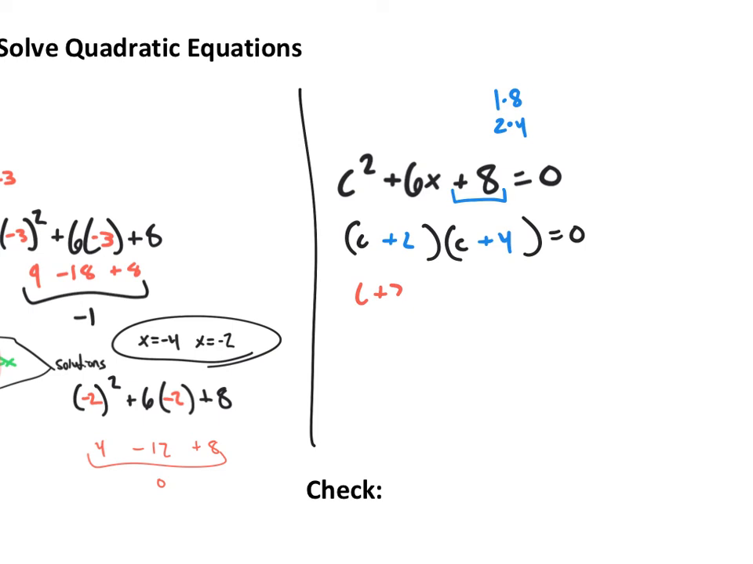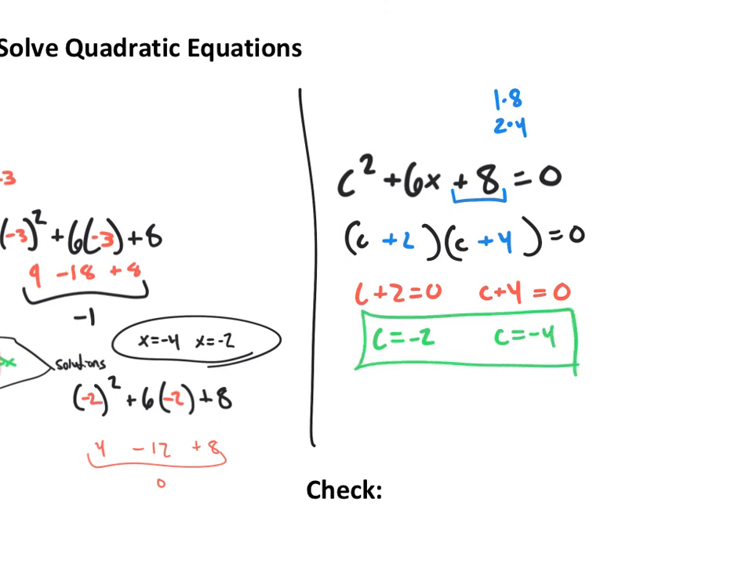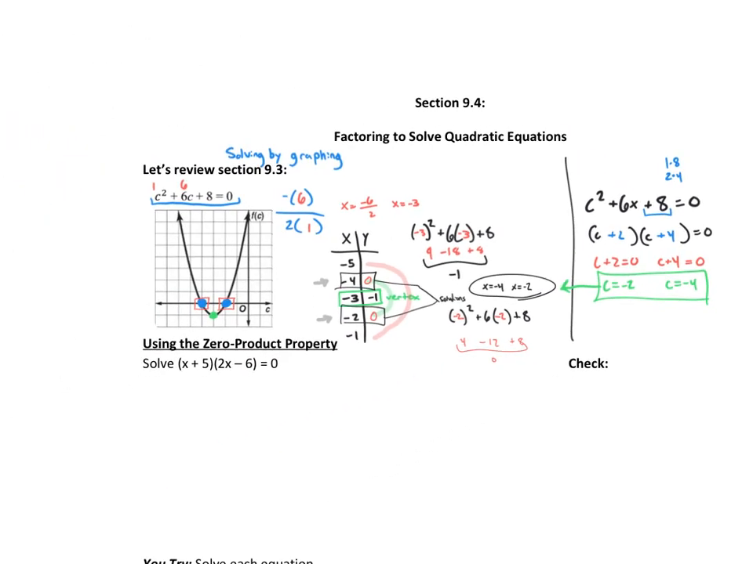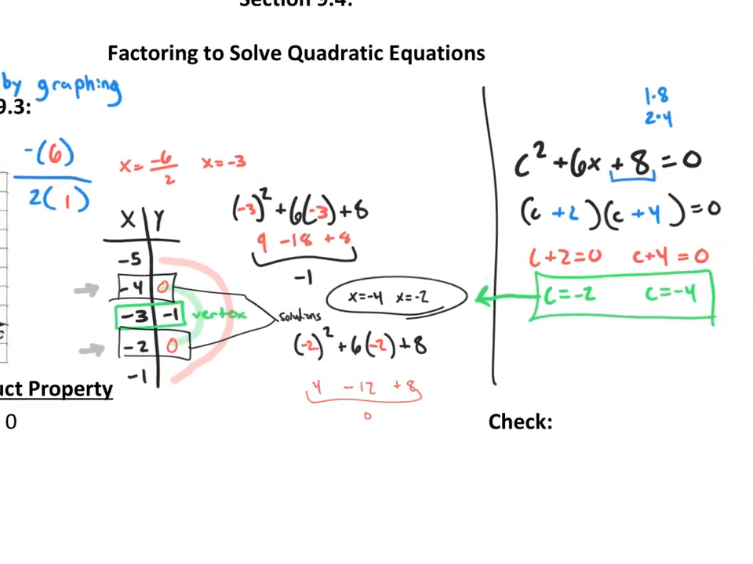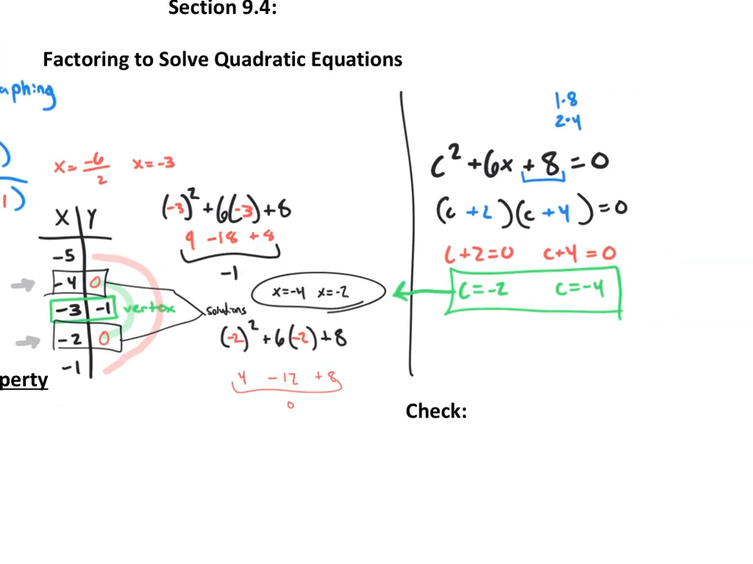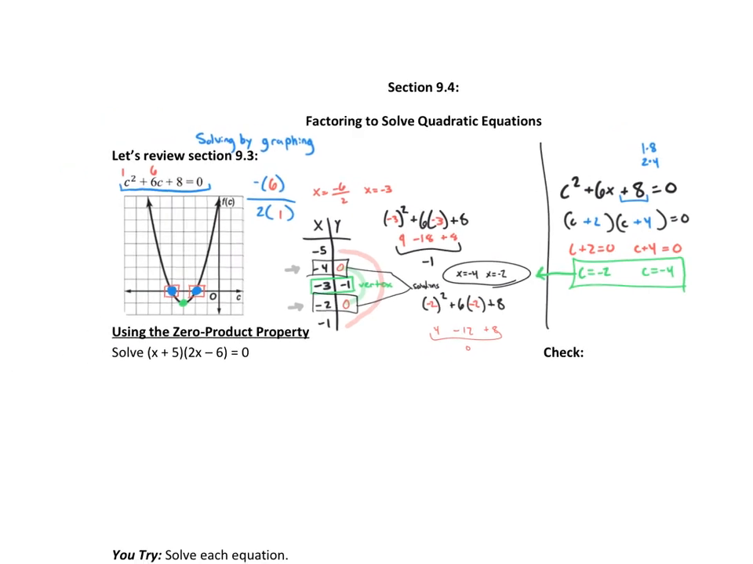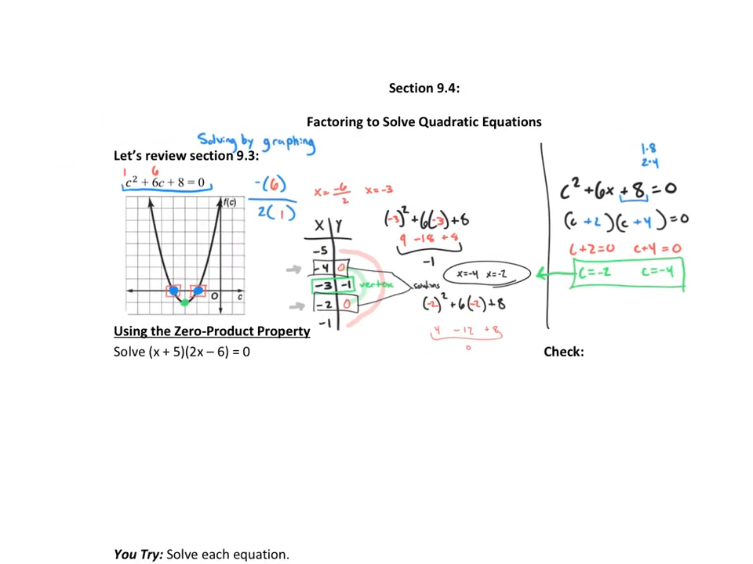And then the zero product property tells us to take each piece and set it equal to 0. And then when you solve by subtracting 2 on both sides and subtracting 4 on both sides, you'll see that you get the exact same answers. Now in this one, I should have been using c for x, but same concept. You'll see that the answers are the same, negative 2 and negative 4. And if you compare the workload, you'll see that this method here is much longer than this method here.